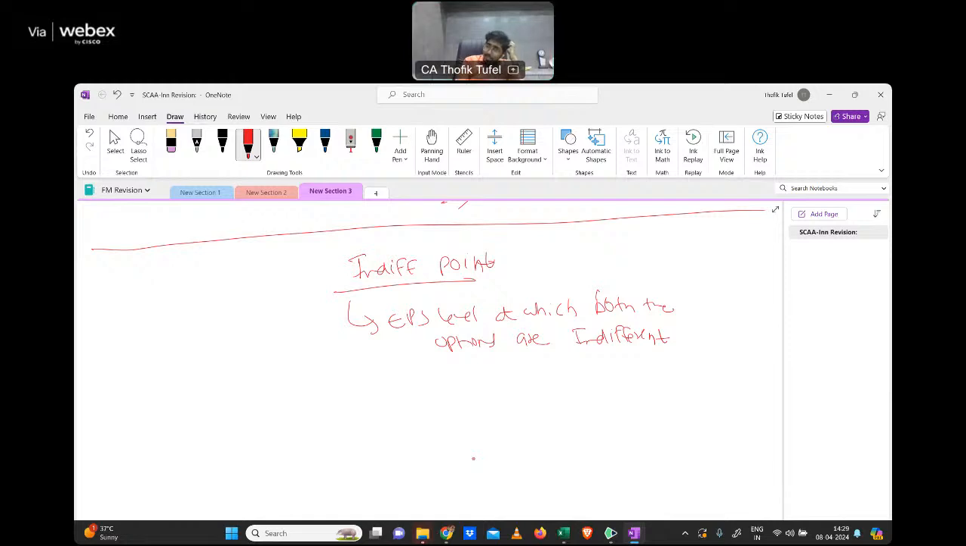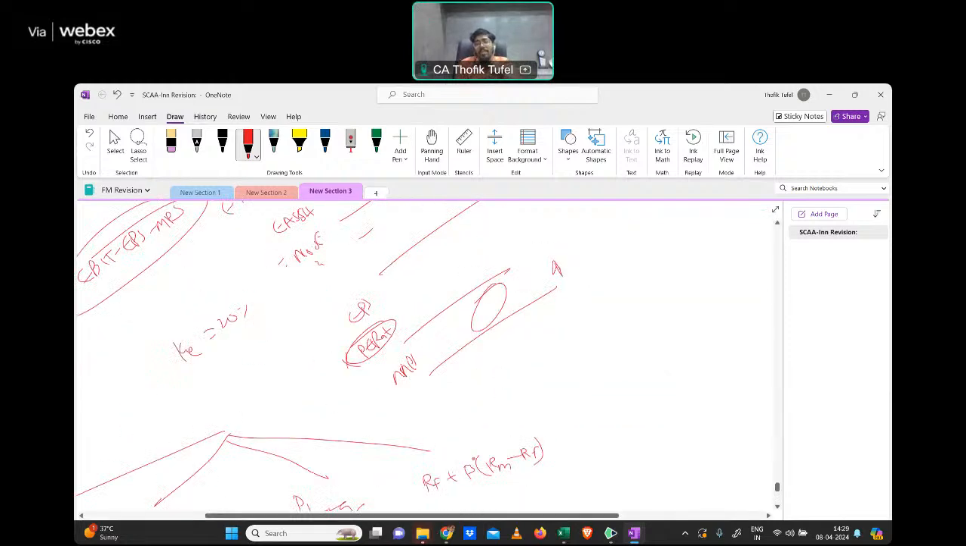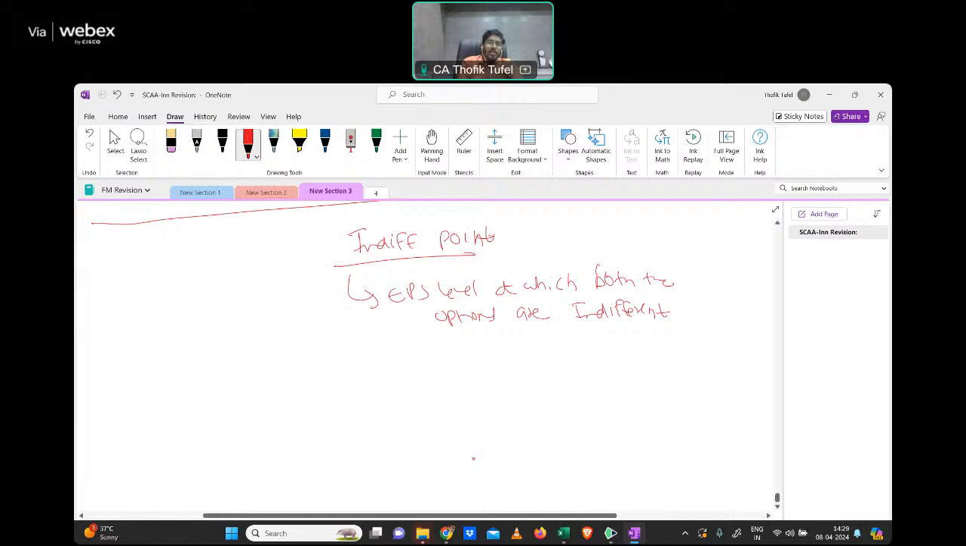Which means, previously you were calculating EPS, correct? For those three options, for example, you have option A and option B, and you are calculating EPS for both these options. What I'm saying here is, at what level will both A and B be indifferent? But because the EPS is higher in A, you are selecting that.